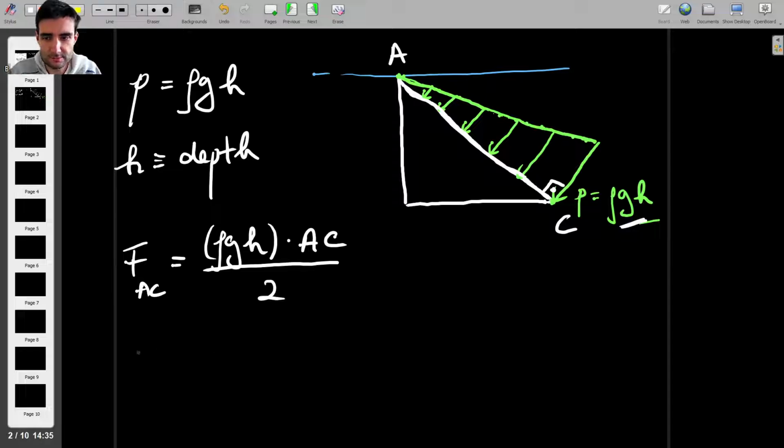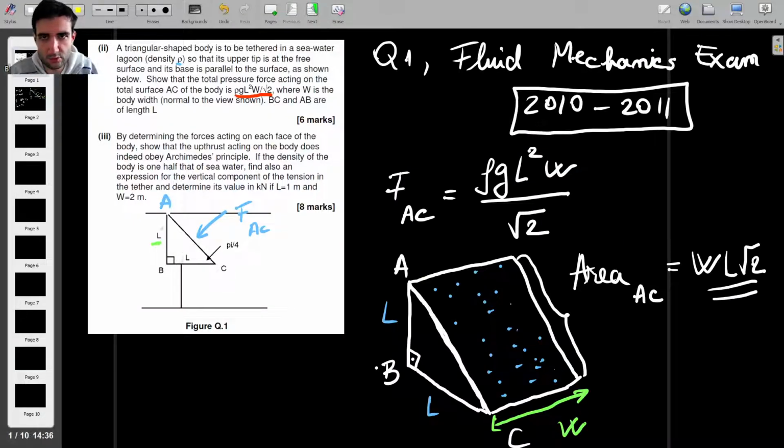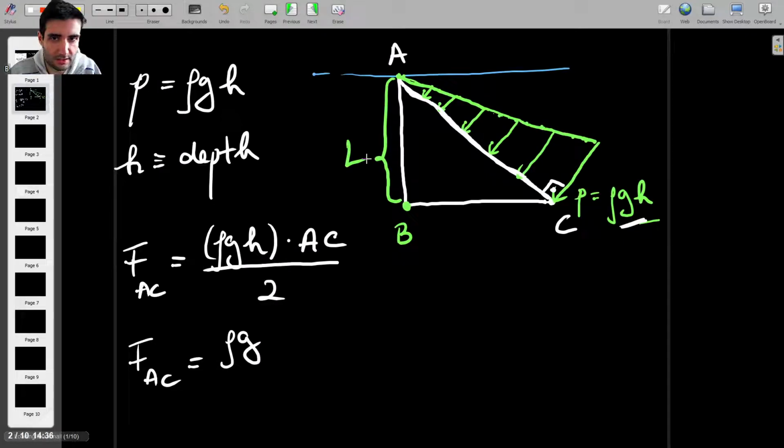So let's put some, not numbers, but some variables in. So rho gh, where h is essentially the depth of point C. The depth of point C is the same as this depth, because this point, which is B, is at the same depth as C. And the question tells us that that depth, or length, is L.